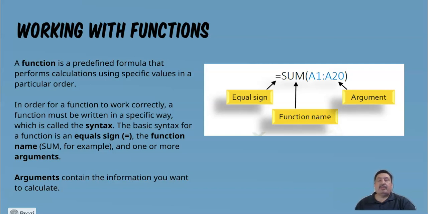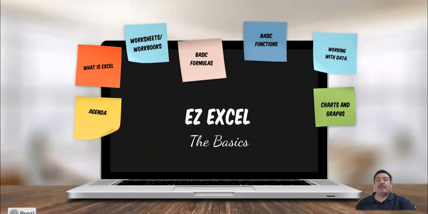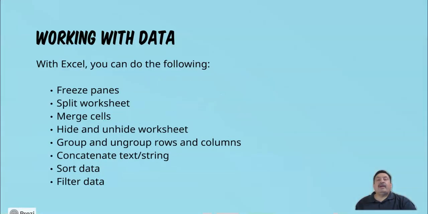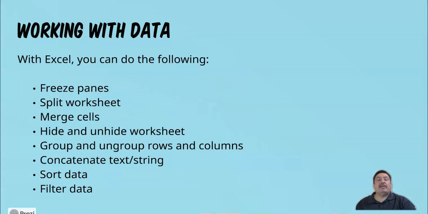Let's take a look at the next part. Working with data. With Excel, you can do the following. You can freeze panes, which basically means you can make your data on the top and on the left stay while you look at the rest of the information. You can split worksheets, so if you have more than one worksheet, you can split them up and be able to see them at the same time. You can merge your cells, so if you want your data to go across multiple cells, just merge those cells and that data will be in all cells.